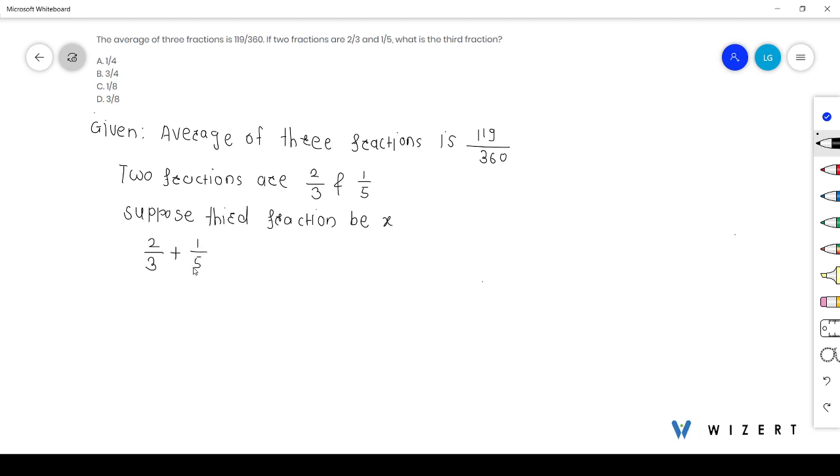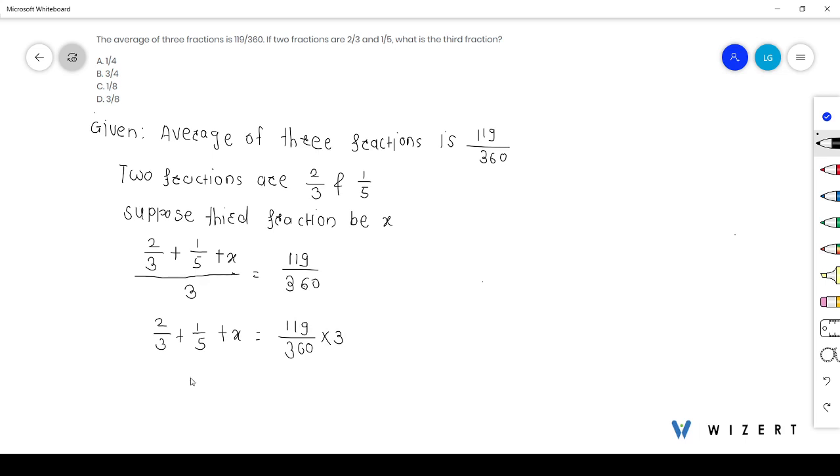So from given information, 2/3 plus 1/5 plus x, whole divided by 3, means the sum of these three divided by 3, equals 119 divided by 360. Now multiply both the sides by 3, we get 2/3 plus 1/5 plus x equals 119 divided by 360 into 3.